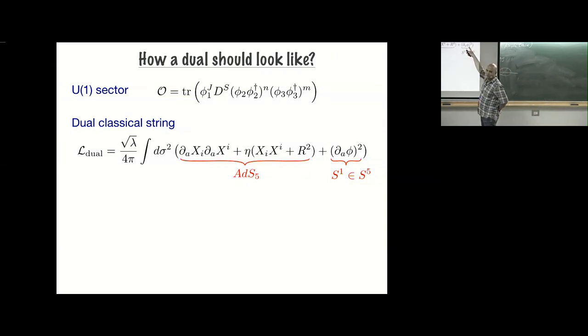Is it this angle here or here? This one. This is an angle on the S5, the one that corresponds to the scalar phi1. Rotation of phi1 is rotation around this angle in the sphere. Just a circle.